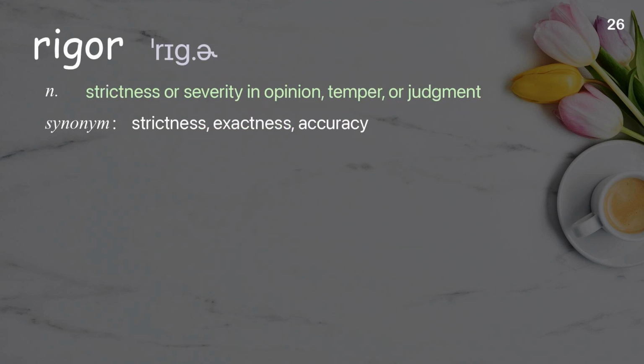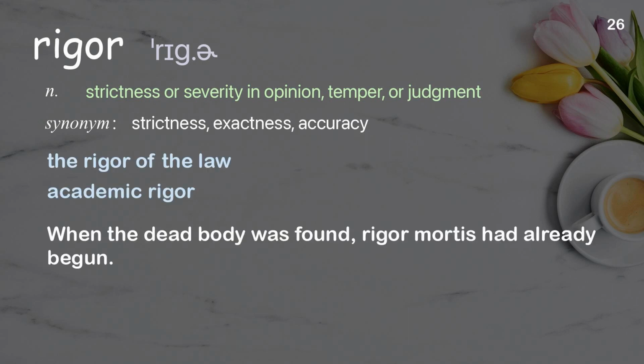Rigor. Strictness or severity in opinion, temper, or judgment. Examples: The rigor of the law. Academic rigor. When the dead body was found, rigor mortis had already begun.